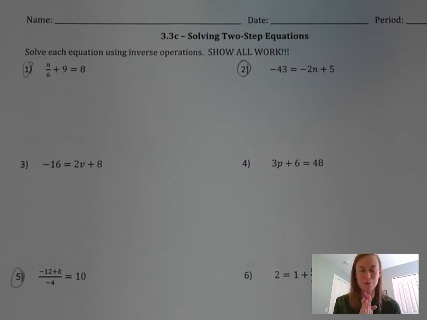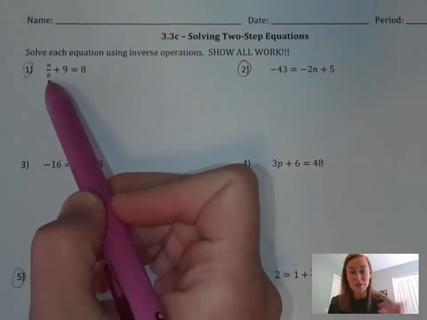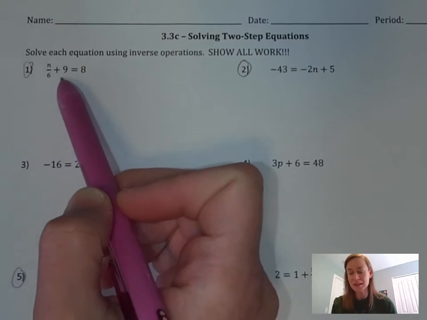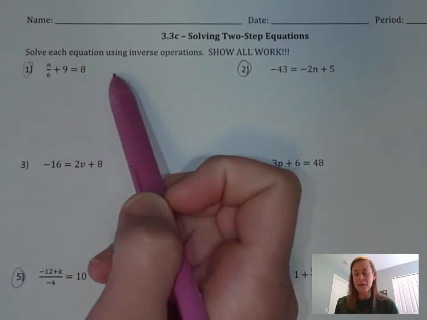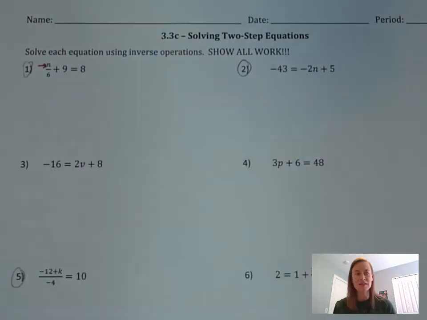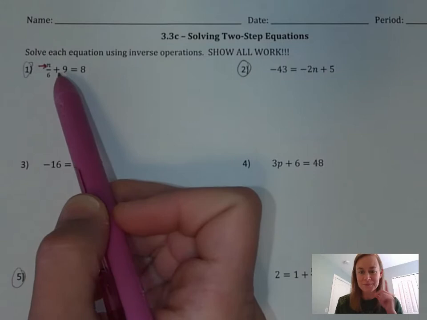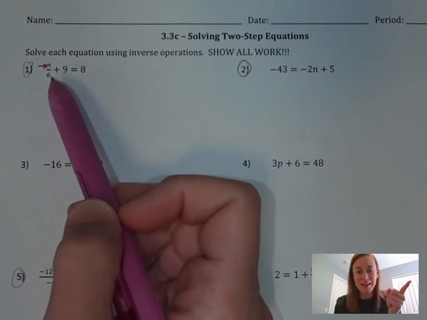Okay, let's get started with number 1. Number 1, we have n over 6, or n divided by 6, plus 9 equals 8. So we know that we need to get this n by itself, right? But the question is, what should we get rid of first, the 6 or the 9? If you said 9, you are correct.